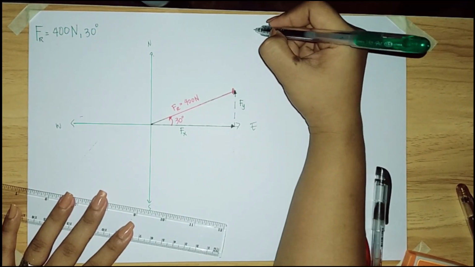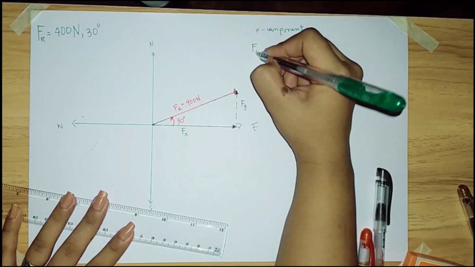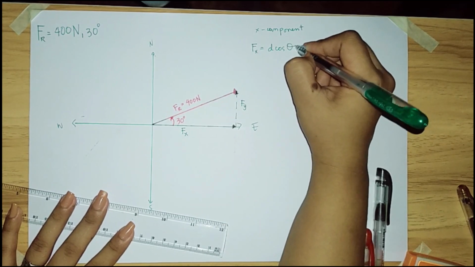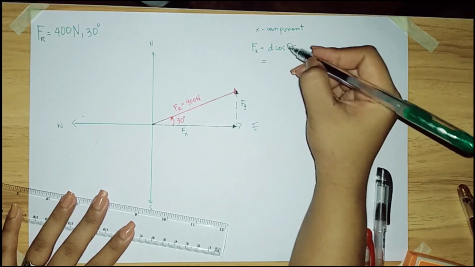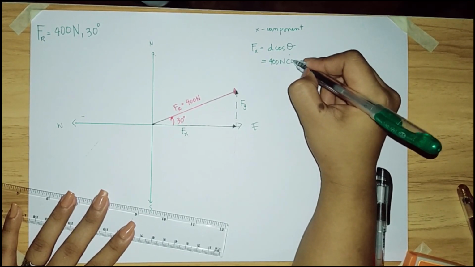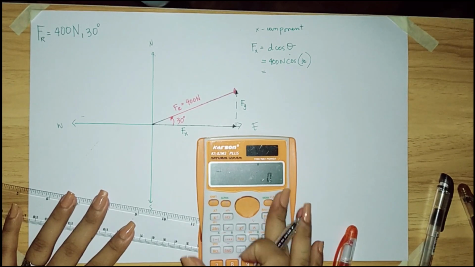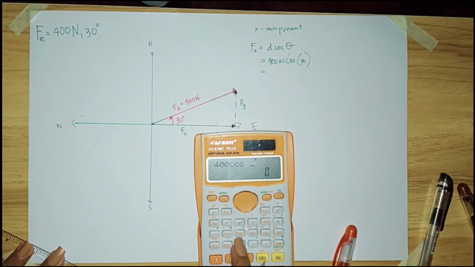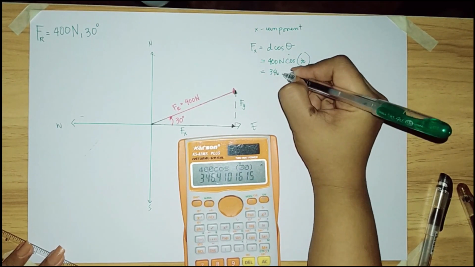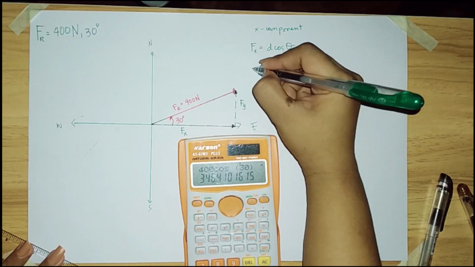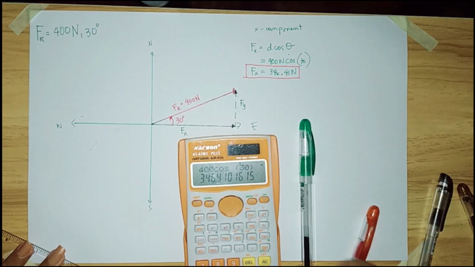Okay. So, let us have here our x component. F sub x is equal to d cosine theta. So, substitute. What is the magnitude? 400 newtons cosine. What is theta? 30. Solve on the calculator. 400 cosine 30. We have 346.41 newtons. You found your x. Okay, now let's have your y component.